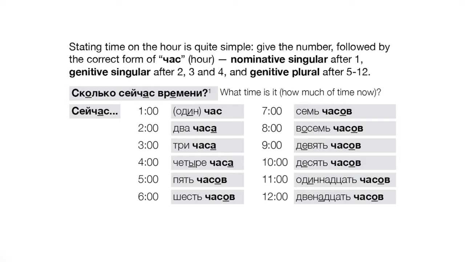Which is very easy. We're just using numbers, and we're combining it with the forms of час that we would expect. Один час, два часа, 3 часа, 4 часа. So 2, 3, 4 are followed by genitive singular. Note the stress on that in these time expressions. Часа, these time expressions get end stress. And 5 and above, we get genitive plural, as we would expect. 5 часов, 6 часов, 7 часов, 8 часов, 9 часов, 10 часов, 11, 12 часов. Okay, so that's very easy. Nothing new there really at all.